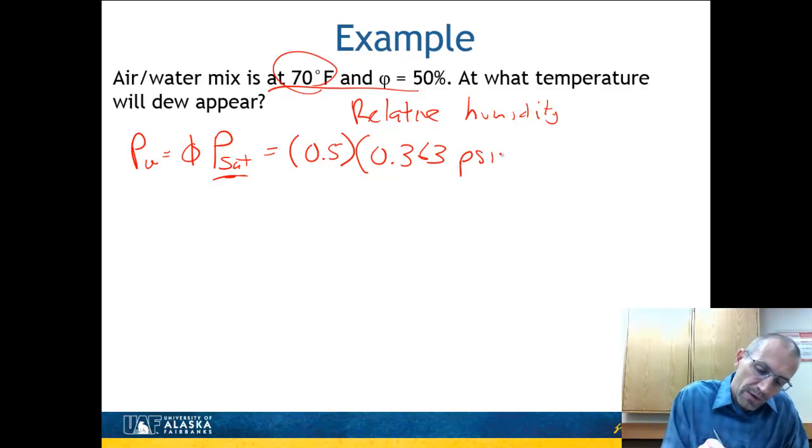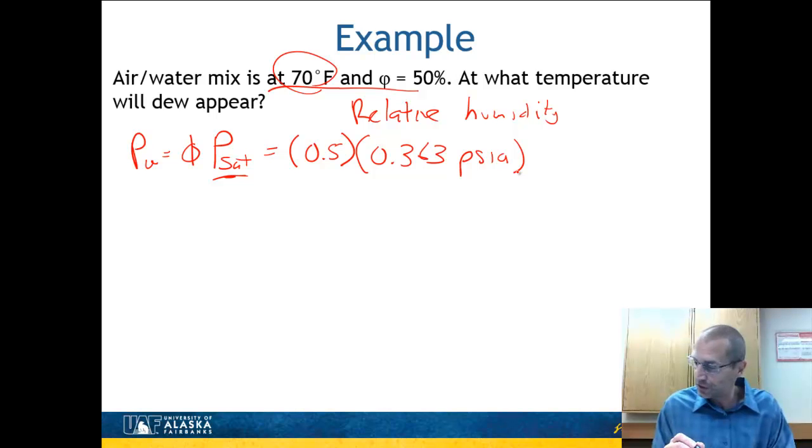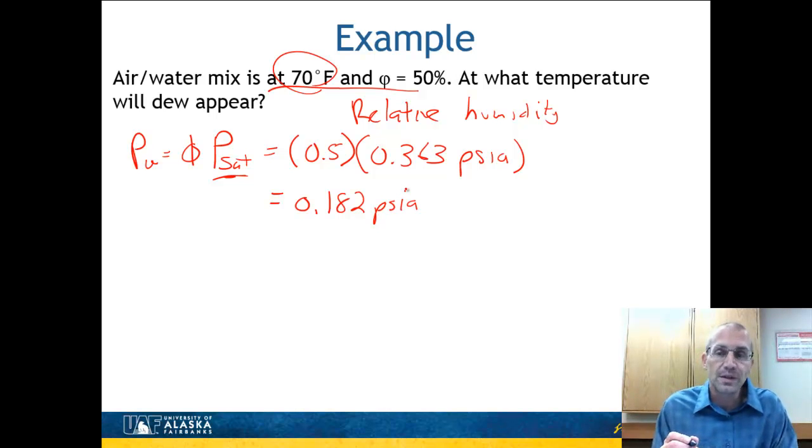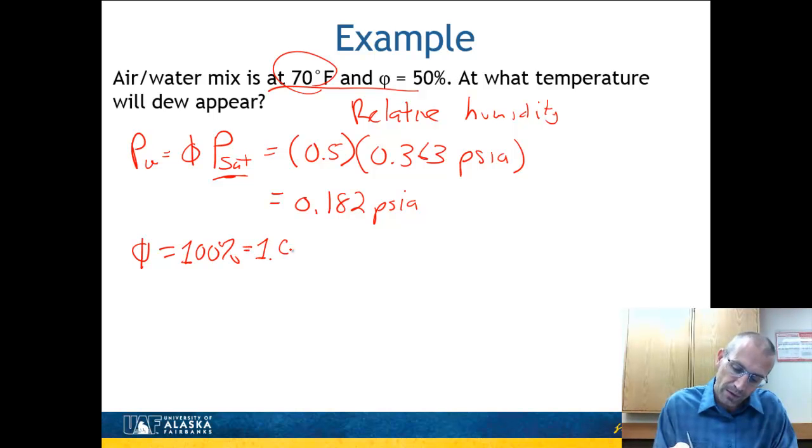That is 0.363 psia. We're looking in English units here. So P V is 0.182 psia. Now, in order to determine the temperature at which dew will appear, the relative humidity is equal to 100%, or 1.0. So at that point, P V is equal to P sat, which is equal to 0.182 psia.